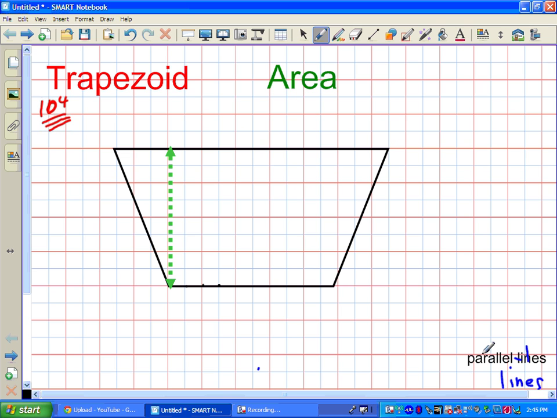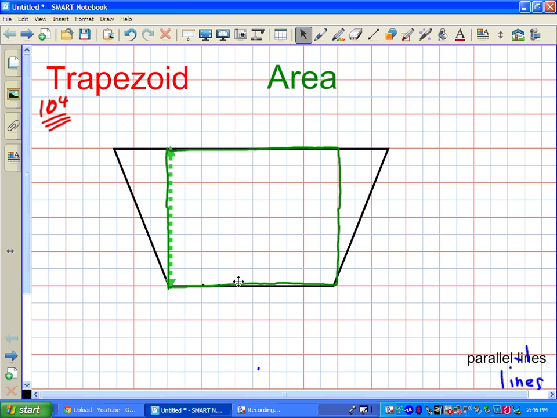Let's take my green. Okay, so we know that this was 10 here. And then we went up 8. We can go over 10 again and down 8. If we take that out, kids, we have a rectangle that is an 8 by 10. Let's keep it in here, okay?